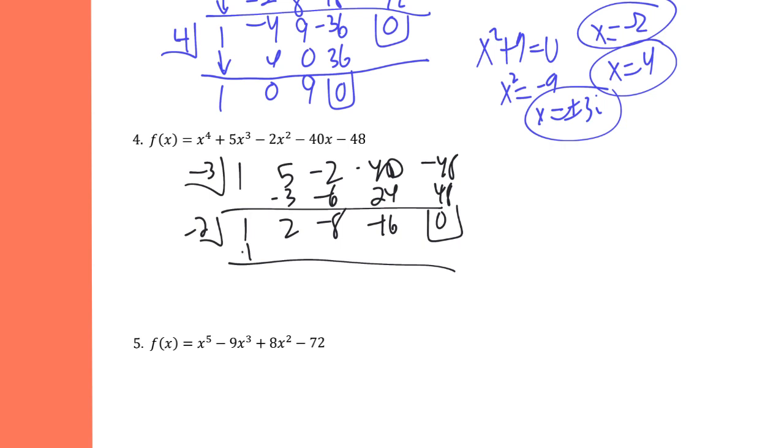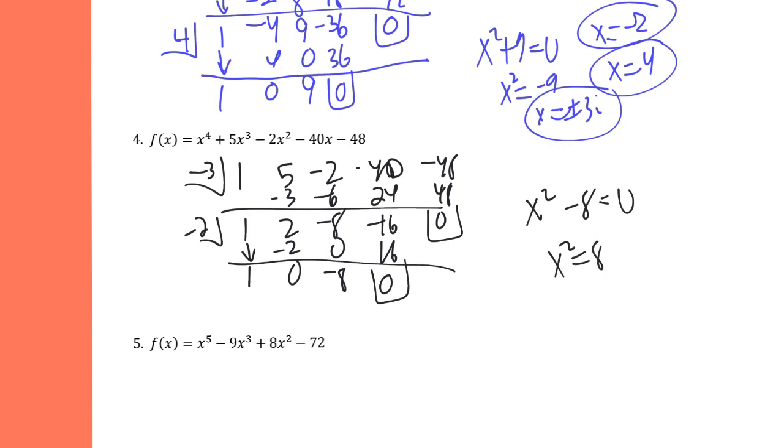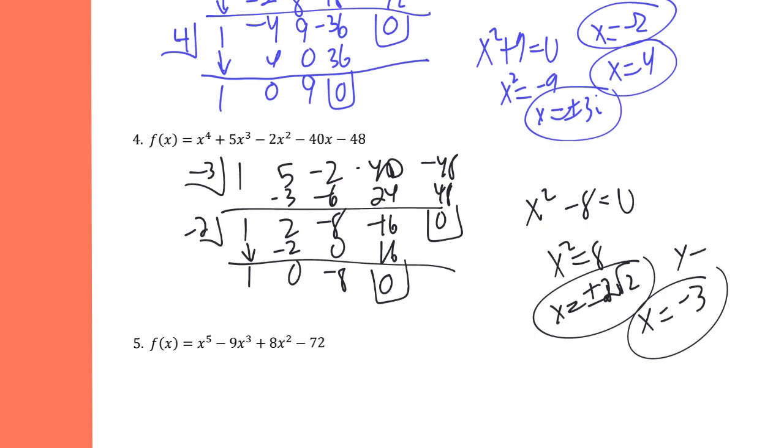So I'm going to just do it because it'll be fast. So 1, negative 2, 0, 0, negative 8, and 16 and 0. So you get x squared minus 8 equals 0. X squared equals 8. Square root both sides and put plus or minus. You get plus or minus 2 square root of 2. So x equals that. And then x also is equal to negative 3. And x is equal to negative 2.